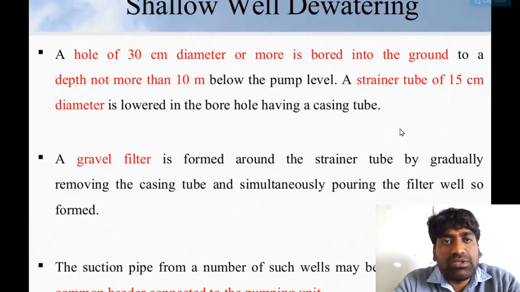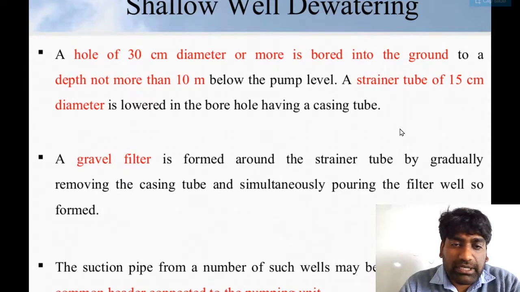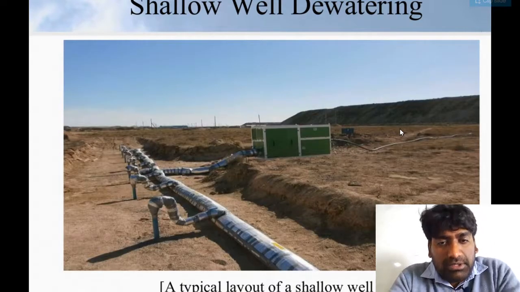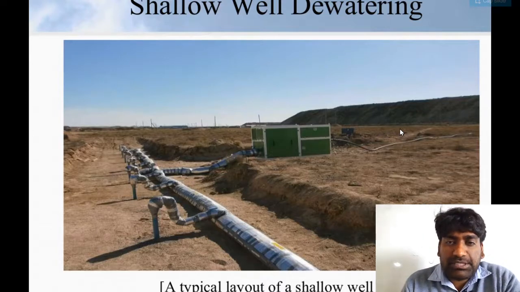Shallow well dewatering: a hole of 30 centimeter diameter or more is bored into the ground to a depth of not more than 10 meter below the pump level. A strainer tube of 15 centimeter is lowered in the borehole having a casing tube. A gravel filter is formed around the strainer tube by gradually removing the casing tube and simultaneously pouring the filter material. The suction pipe from a number of such wells may be connected to one common header connected to the pumping unit. So this is a typical layout of the shallow well system.